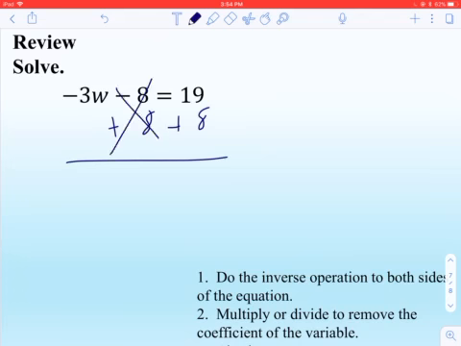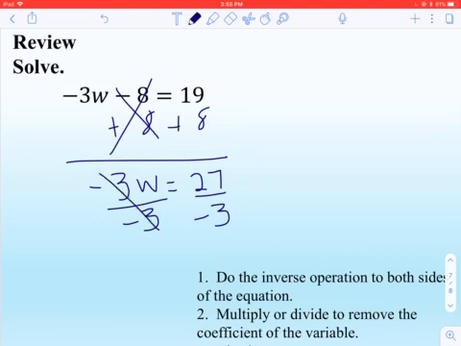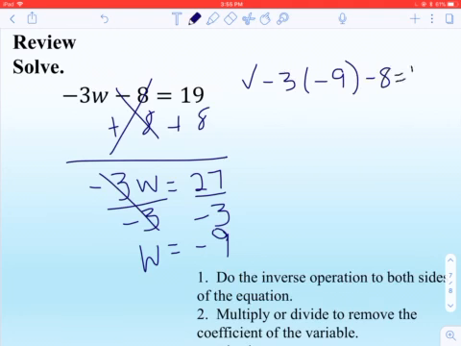The minus 8 plus 8 cross each other out. So negative 3w is equal to 19 plus 8, 27. Then we're going to do what? Divide both sides of the equation by negative 3. Negative 3 divided by negative 3 is positive 1, so w will equal negative 9. Then for your check, you have negative 3 times negative 9 minus 8, and I'm checking to see does that really equal 19. Negative 3 times negative 9 is positive 27 minus 8, and I end up with 19 equals 19. So that's the end of that problem because I got a true statement.